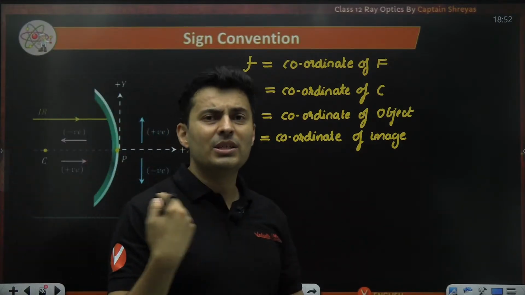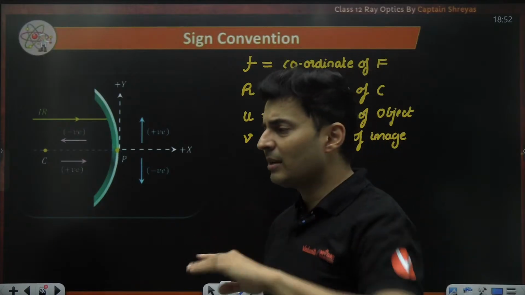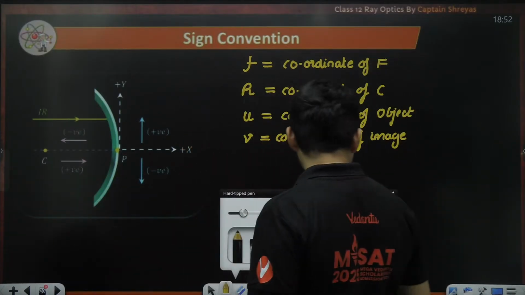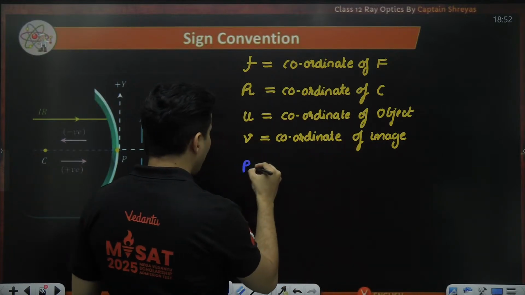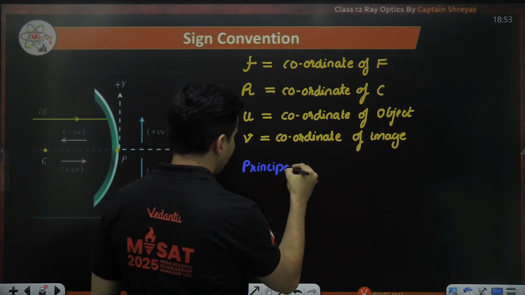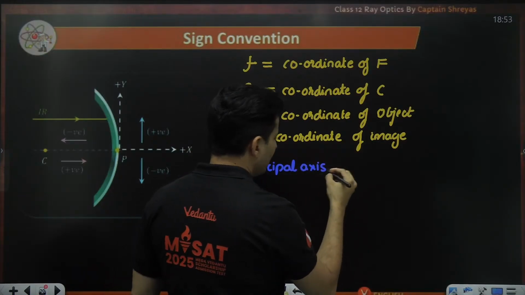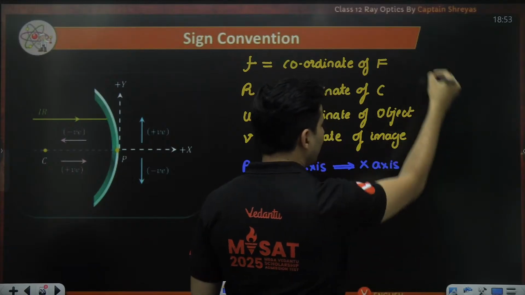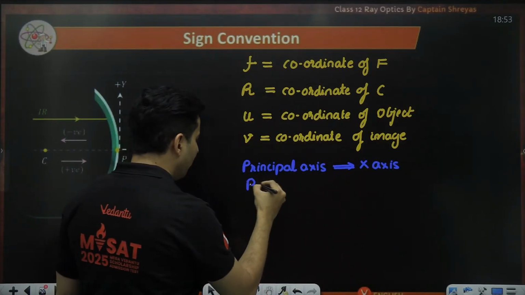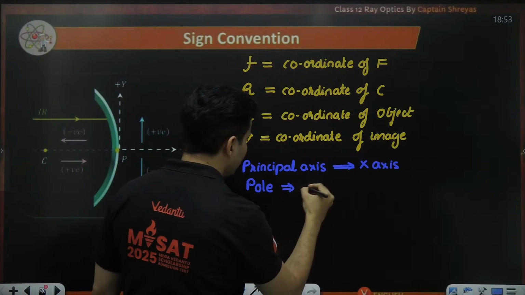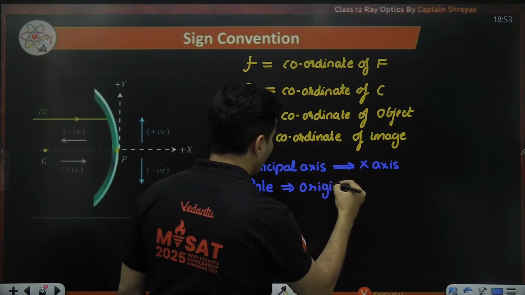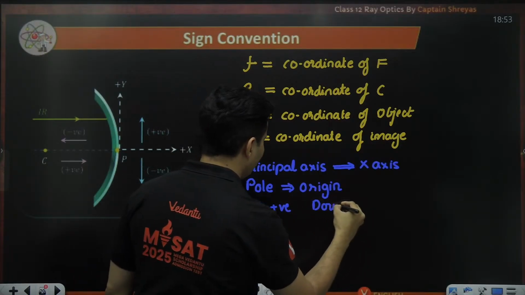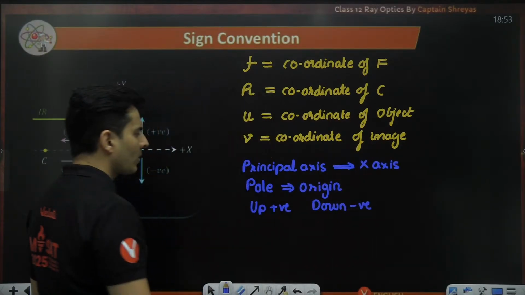Sir, but how do I know which side is negative or positive? See, the principal axis, you will take it as your axis. So keep this in mind: your principal axis is your x-axis, which is the main thing for all these things over here. And the pole is the origin. Upwards is taken positive, and downwards we will always take as negative.